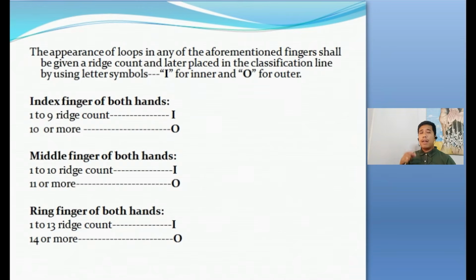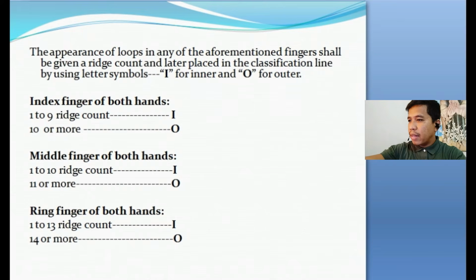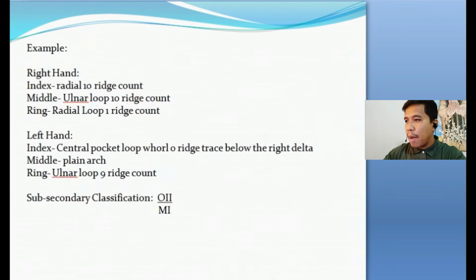Now, in the previous episode, in my first episode, I talked about ridge counting and ridge tracing. Please check the first episode so that our discussion in this episode will be easier. For ridge tracing and ridge counting, that is in the first episode. Now, to understand, let's have a short example for sub-secondary classification. What you can see on your screen are fingerprint patterns of the index, middle, and ring fingers of both hands, the right and the left hand.